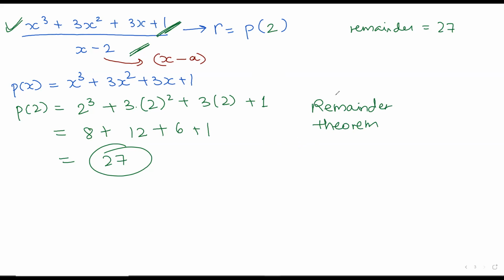Ma'am, when we put the value in x in these types of equations, not by the long division method, what is the method known as? Okay, so you're asking that when we are putting the value of 2 in place of x and then finding the remainder in this way, instead of doing the long division, what is this method known as? That's what you're asking, right? Yes, ma'am. This is the remainder theorem.